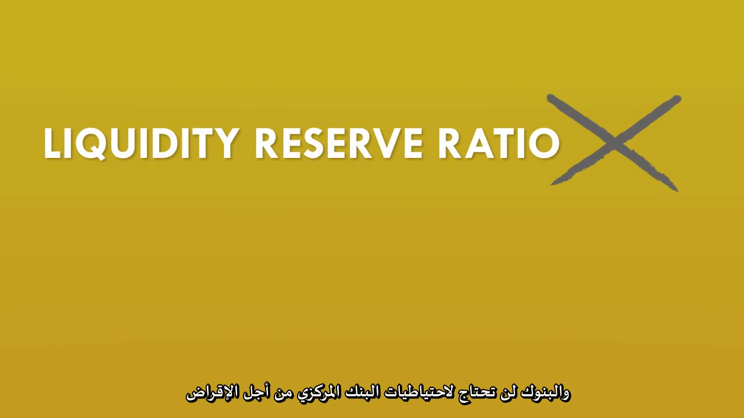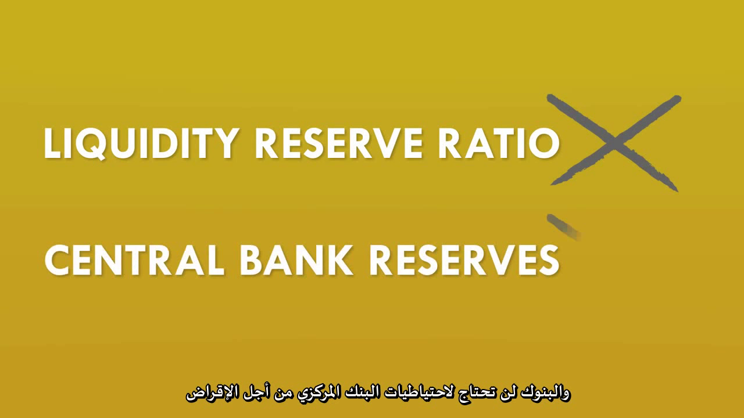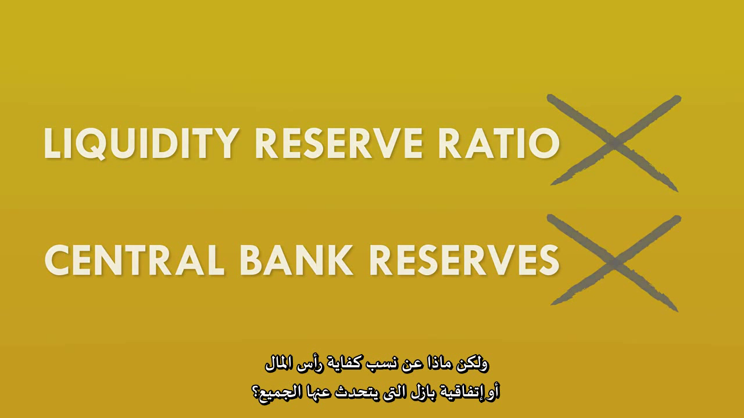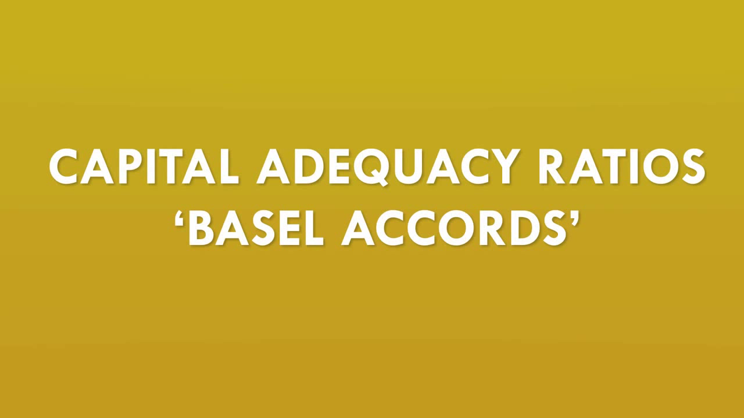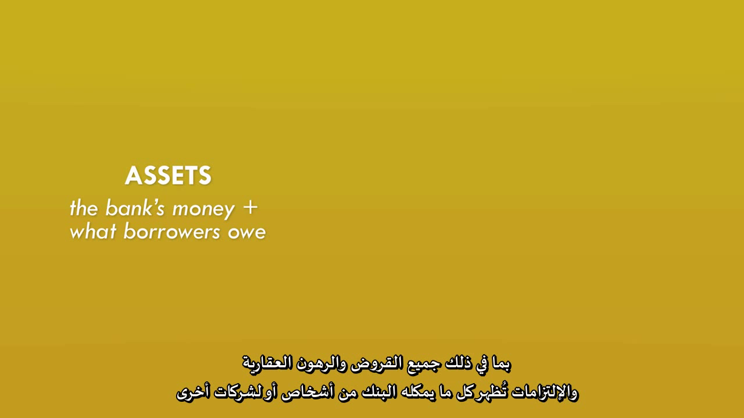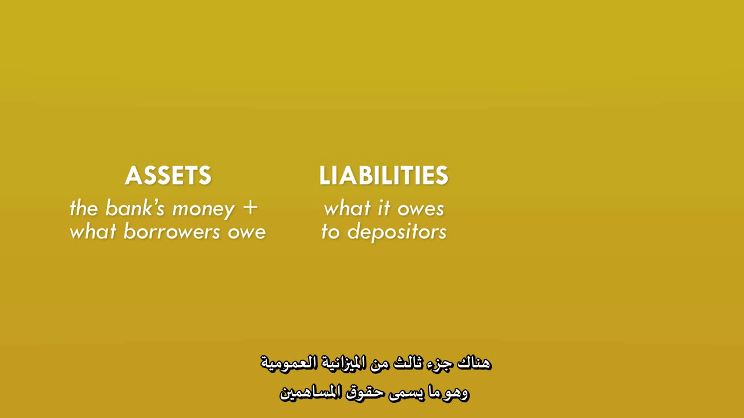So far, we've seen that there is no liquidity reserve ratio, and that banks don't really need to have central bank reserves in order to lend. What about the capital adequacy ratios, or Basel Accords, that everyone's talking about? Well, the capital adequacy ratios relate to something quite different. But to understand why, we need to look at the balance sheets again. Remember that the asset side of the balance sheet shows everything that the bank owns, including all its loans and mortgages, and the liabilities side shows everything that the bank owes to other people or companies. There's a third part of the balance sheet, which is something called shareholder equity.